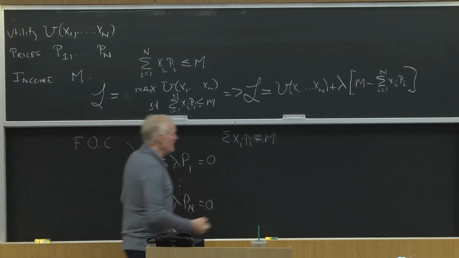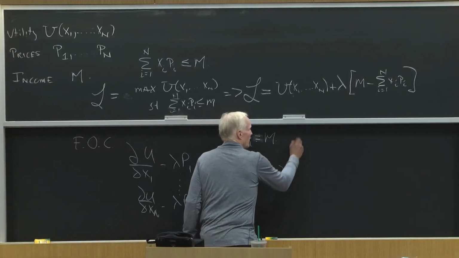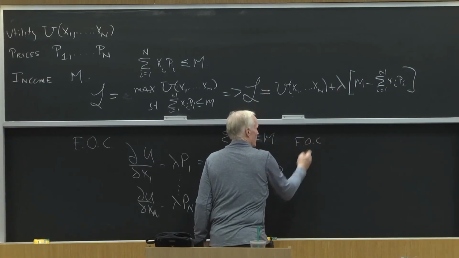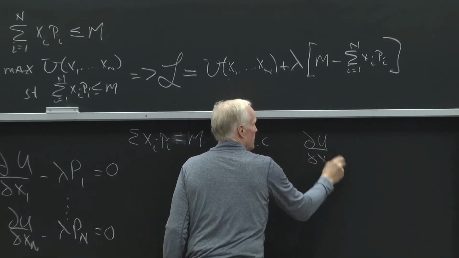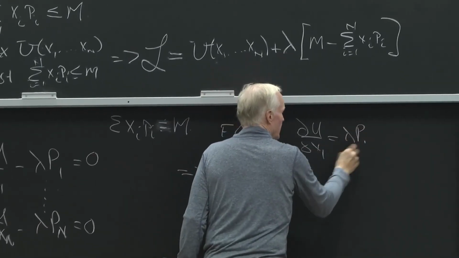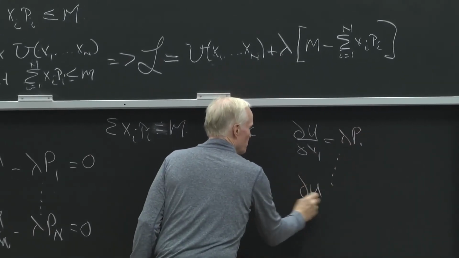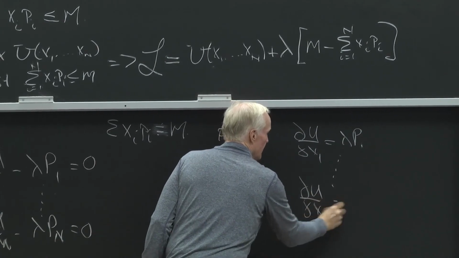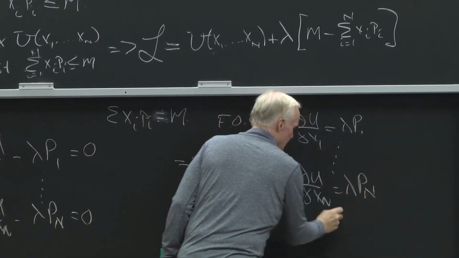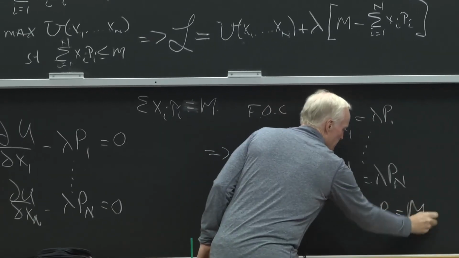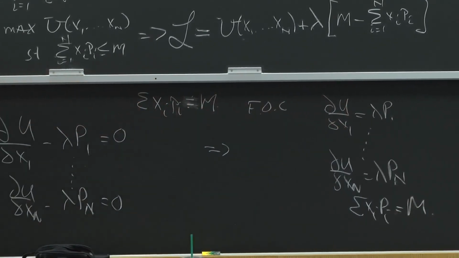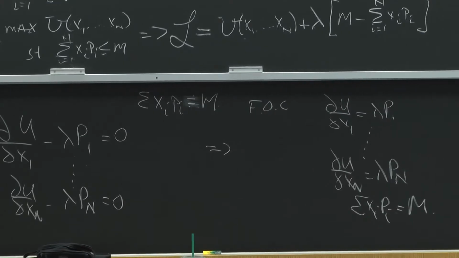We can then rewrite these first order conditions as partial u partial x1 equals lambda p1, down to partial u partial xn equals lambda pn, and the sum of the xi pi equals m. So those are our first order conditions.